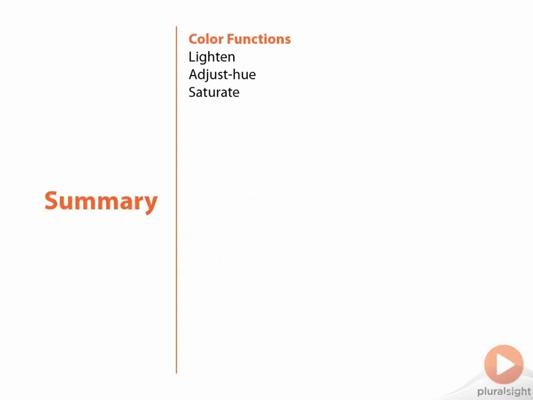Next, we learned about the color functions in SAS and how, for example, we can define a root color and generate a whole theme from this one color using some of the color functions, such as lighten to make the color lighter, adjust hue to change the actual hue of the color, and also saturate to increase the saturation of the color value.